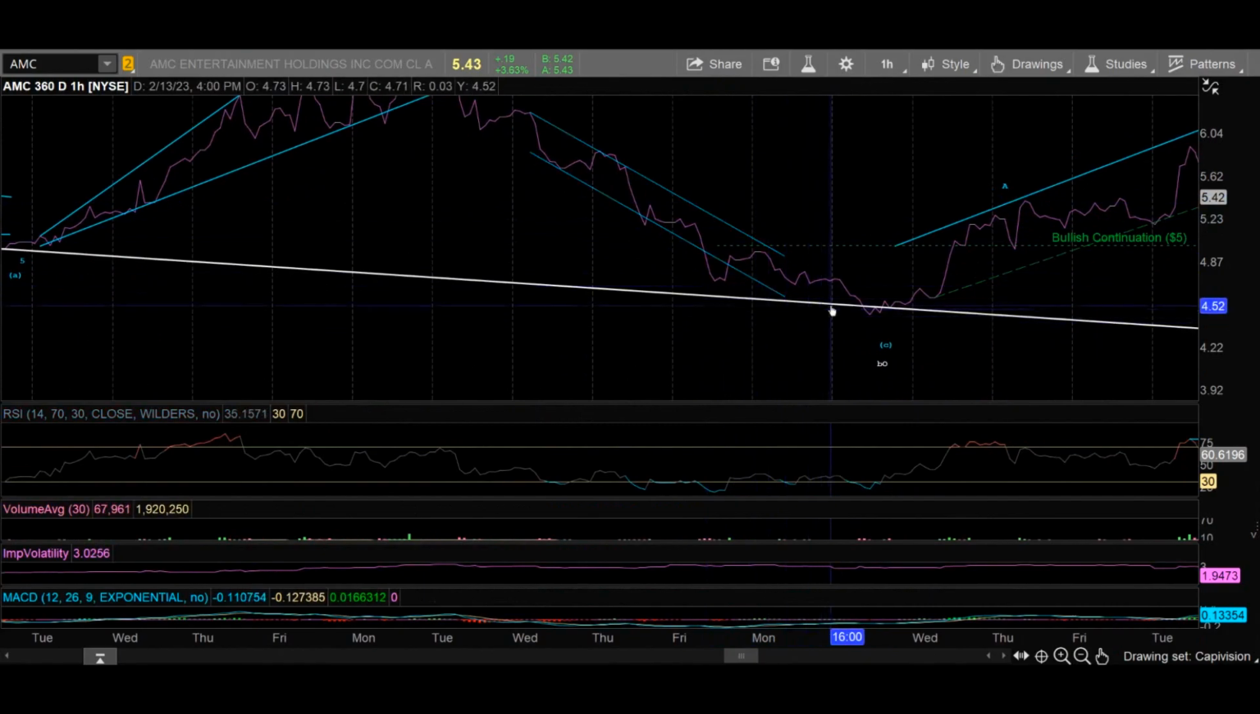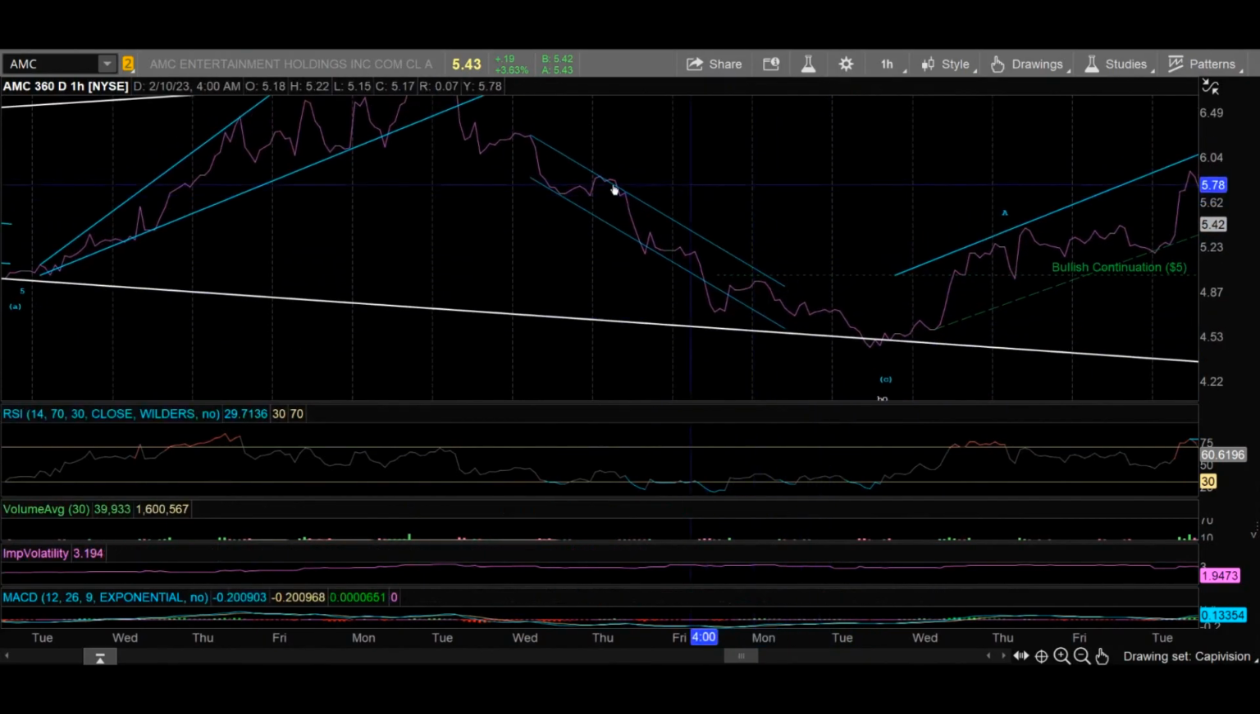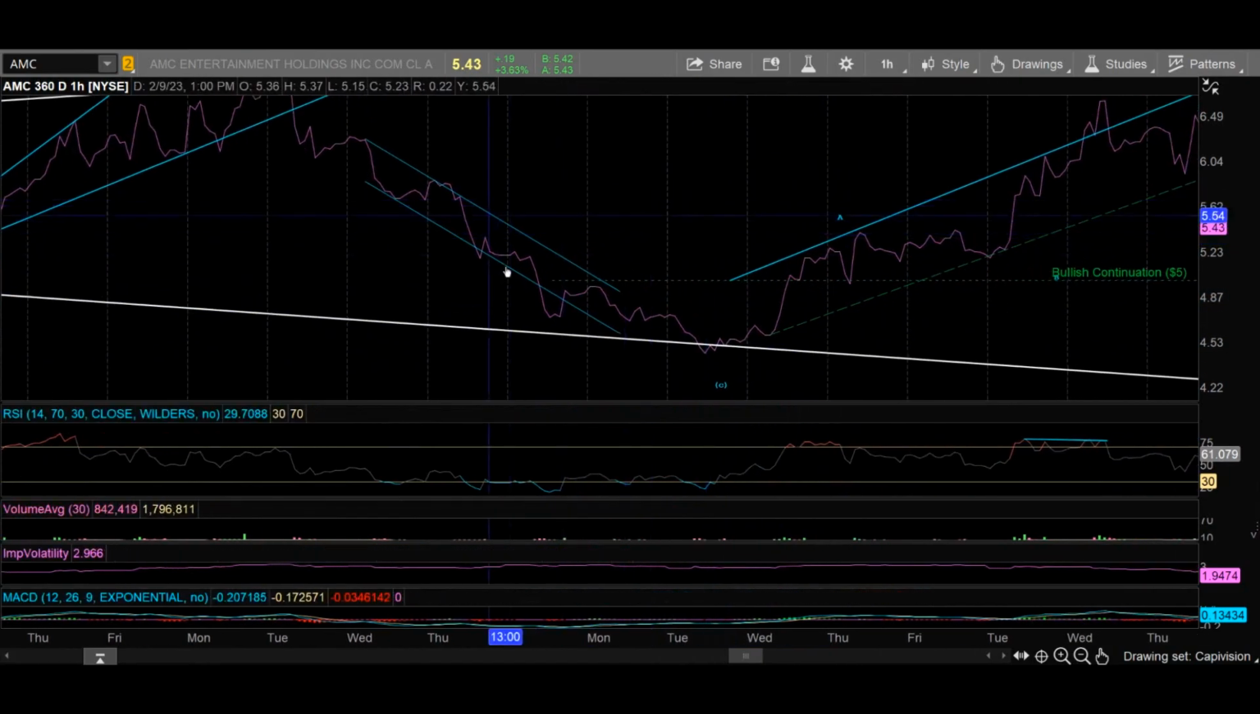And the price didn't actually find a bottom until around $4.50. So it's pretty common to see the price exceed a price target and then form some sort of basing pattern down there.